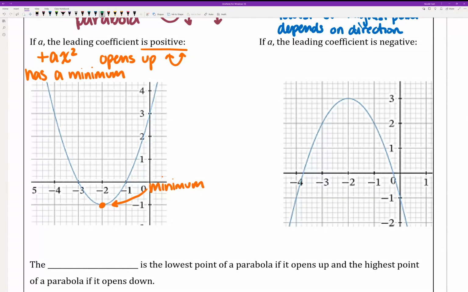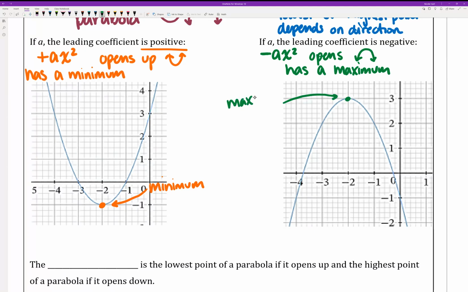And if our leading coefficient is negative, so if a is negative, so there's a negative in front of ax squared, it will open down, more like a rainbow, and has a maximum, meaning it has a high point. So here is our maximum.